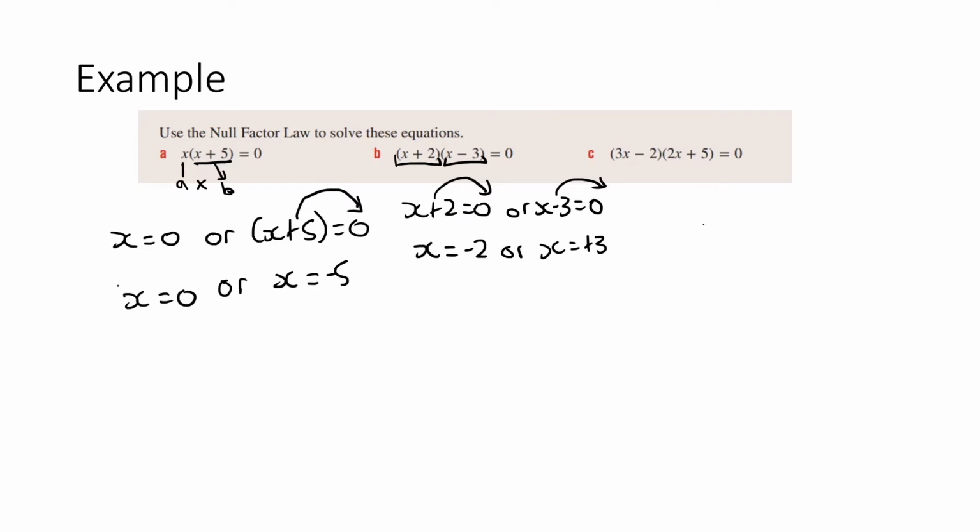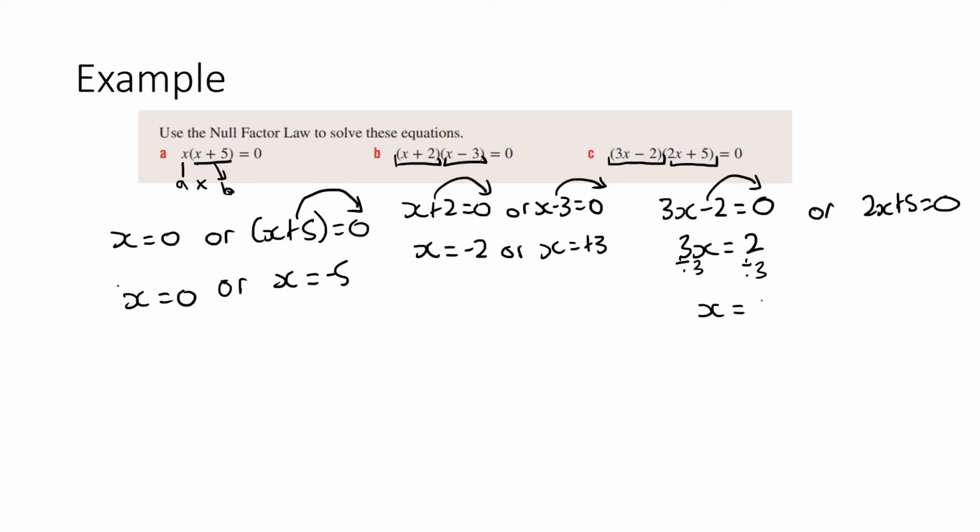Okay. C will be the hardest one you'll get. Same thing, you'll have these two factors, and then one of them will be equal to 0. So 3x minus 2 will equal 0, or 2x plus 5 will be equal to 0. Move the 2 over to the other side, so it's 3x equals 2. Last step is to divide by 3, because we want to get rid of the 3 in front of x. And x is equal to 2 divided by 3. You can leave it in fractions.